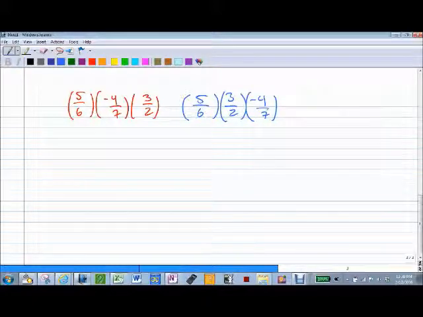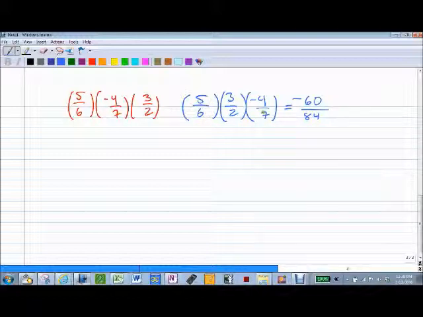Yeah, I am. Which would give me an answer, right? It would give me 5 times 3 is 15 times 4 is 60. And of course it would be negative because there's one negative sign, right? Over 6 times 2 is 12 times 7 is 84. Is that okay? And then simplify. Yes, it is. And you can do that, but you can also do, again, simplifying.